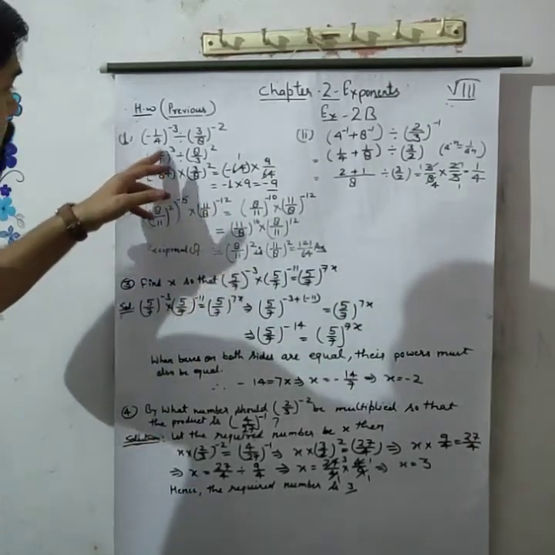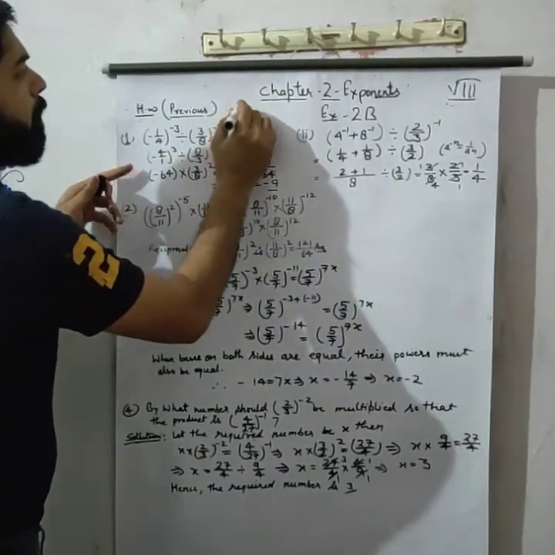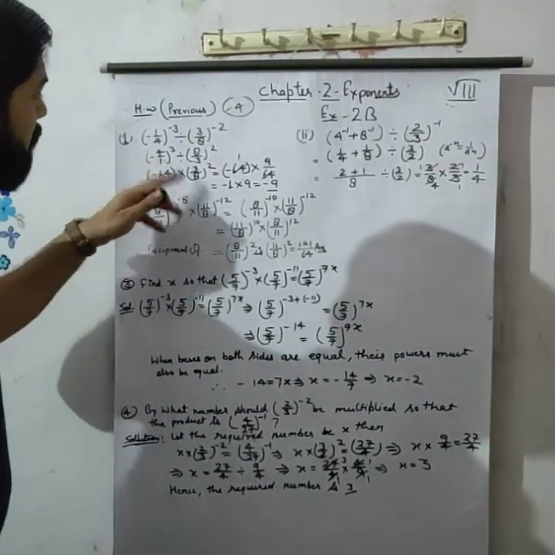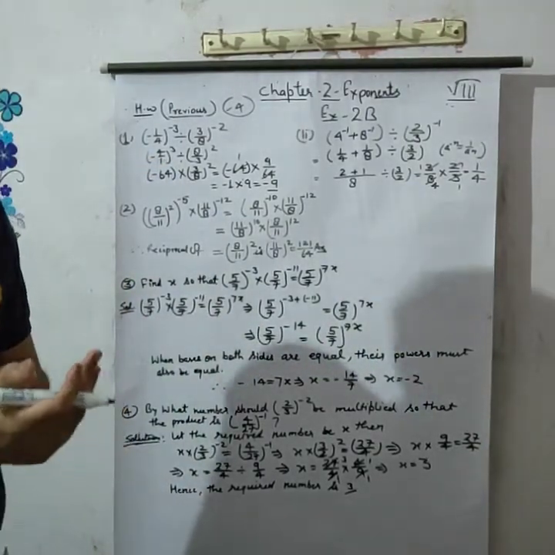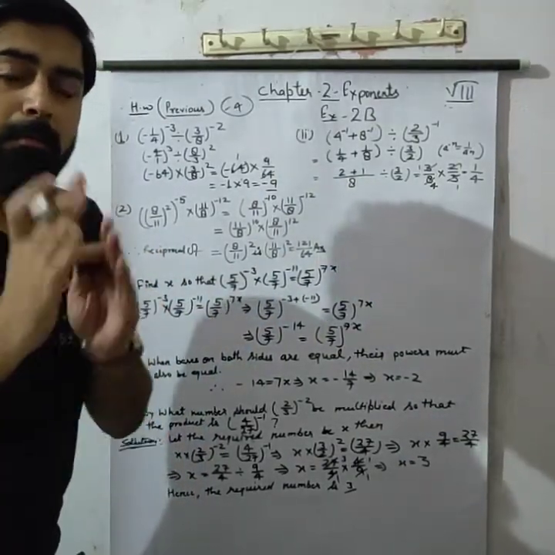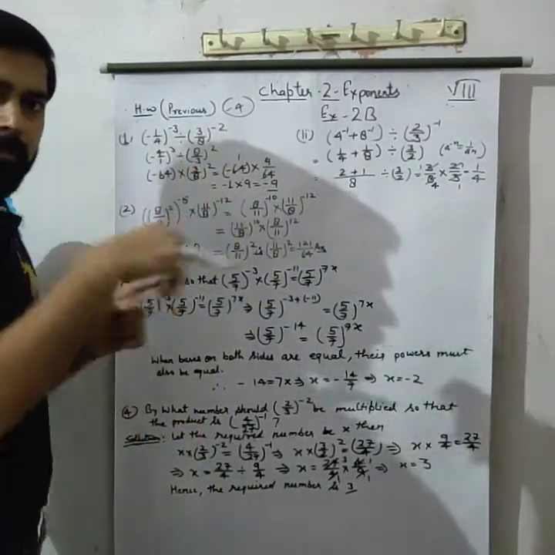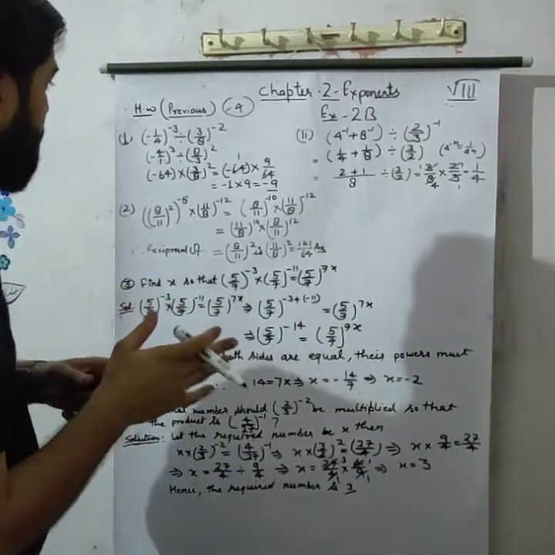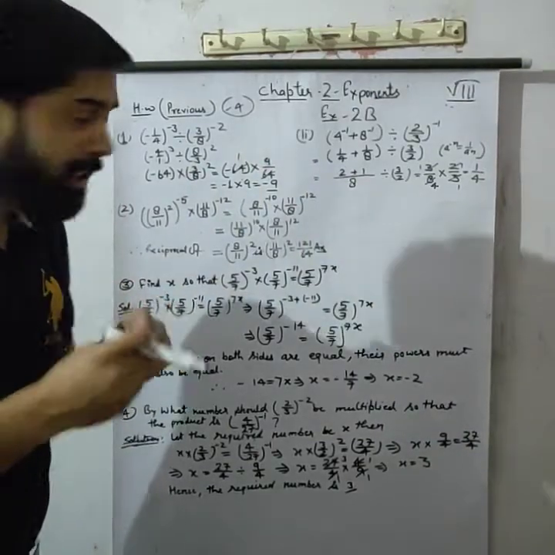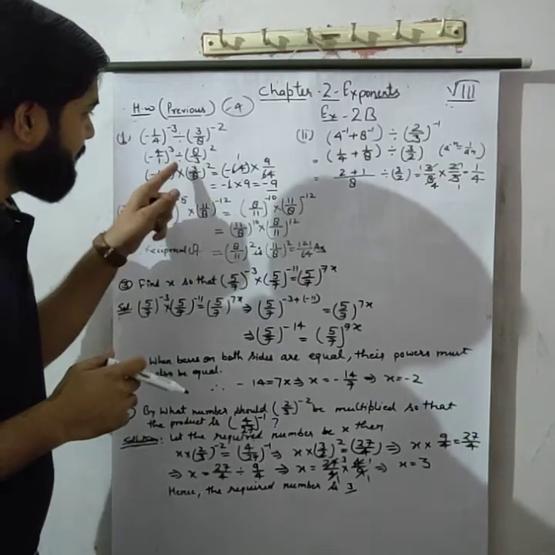Then minus 4 upon 1 means you can also say only minus 4. Both are equal. So minus 4 upon 1 raised to the power 3 means minus 4 multiplied 3 times. How many times? 3 times. Minus 4 multiplied by minus 4 multiplied by minus 4. So after the multiplication we get what? Minus 64.